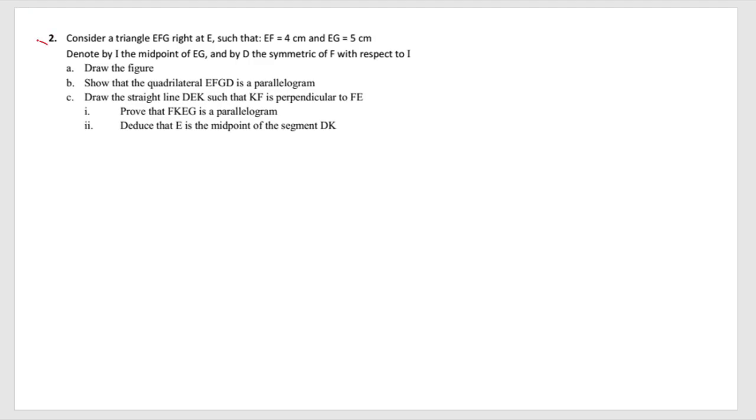In exercise 2 he said: consider a triangle EFG right at E. Okay, so let's draw a triangle like this, right at E. So in your copy books you must draw a triangle exactly like this one. Right at E, so it should be like this. Let's draw EG here. So height 4 centimeters, 5 I mean 5 centimeters, so height 4 centimeters.